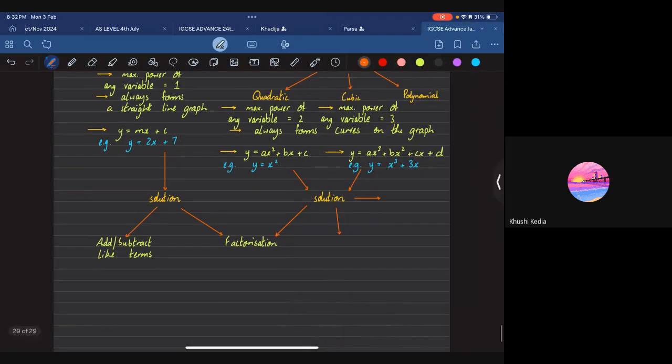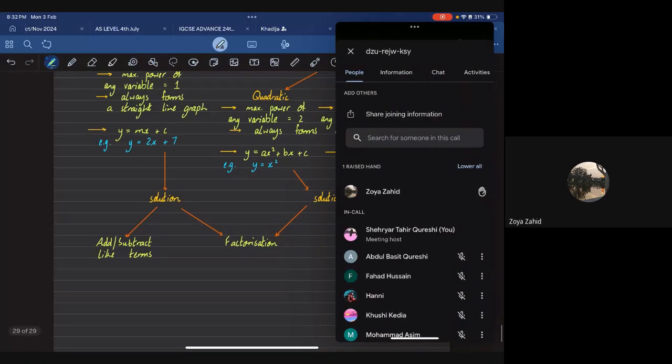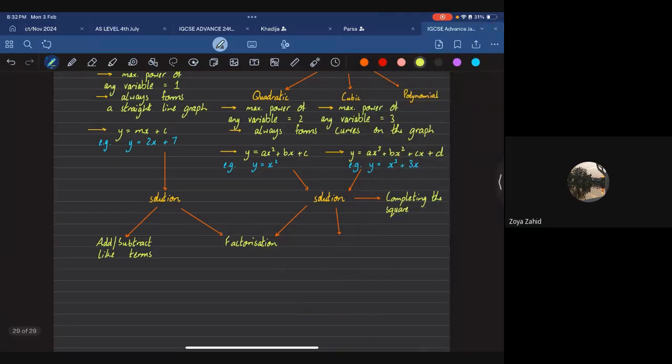Yeah, Zoya. Can completing the square be used? Well done, Zoya. Excellent. Yes, completing the square can be used. Okay, what else could be used? Which other method? Yes, Zoya, what else? Middle term breaking. Okay, still in factorization. I'll give you that.